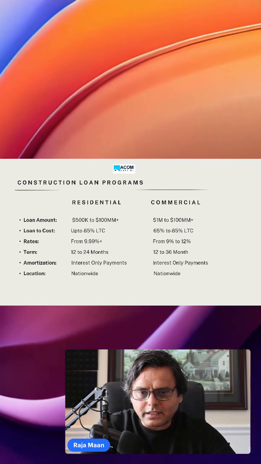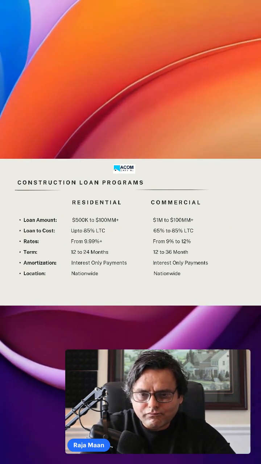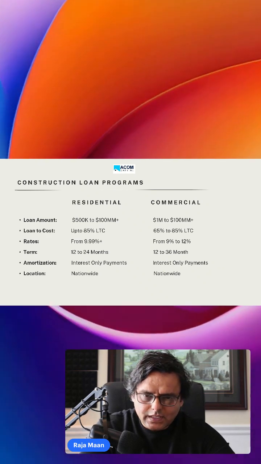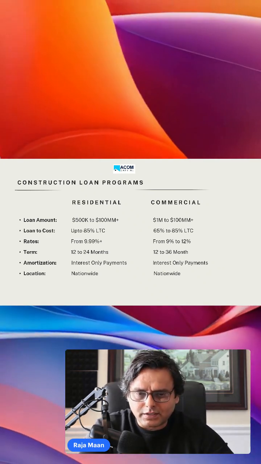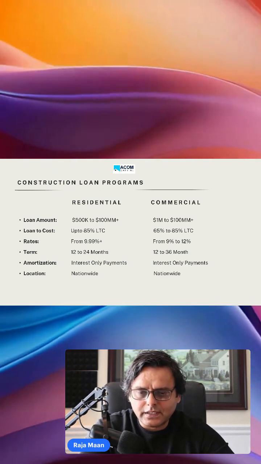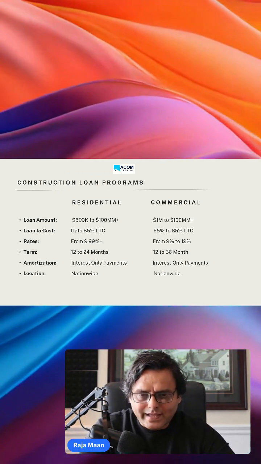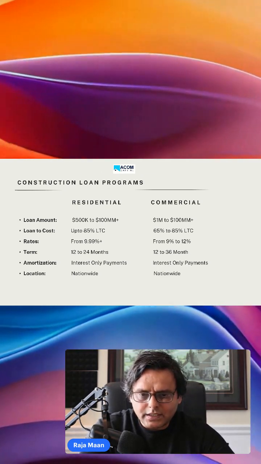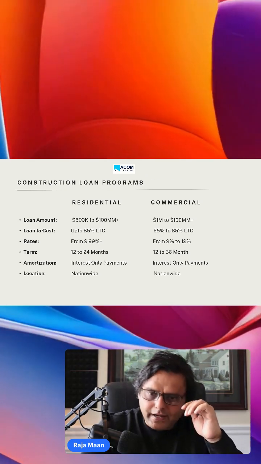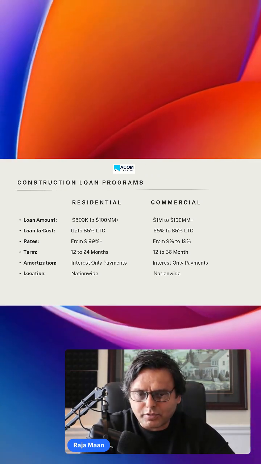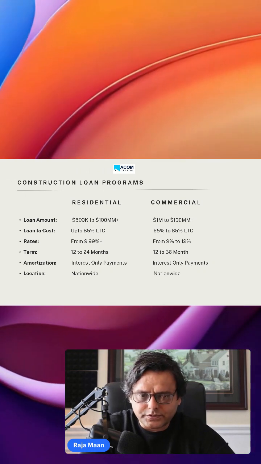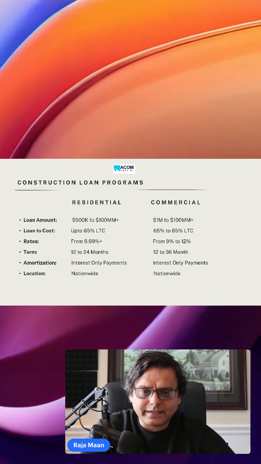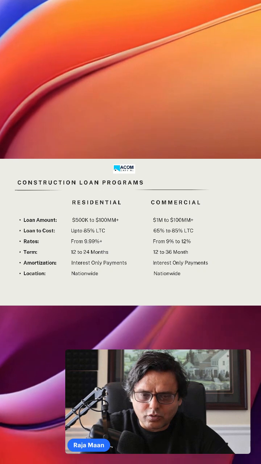So these are the lending guidelines or programs. For residential, we're starting from $500,000. You can go up to... actually, it's $10 million. That's for residential, single family, or 1 to 4 units. For multifamily or commercial properties, all commercial properties, everything starting from $1 million, and the sky's the limit. We can go up to $100 million.